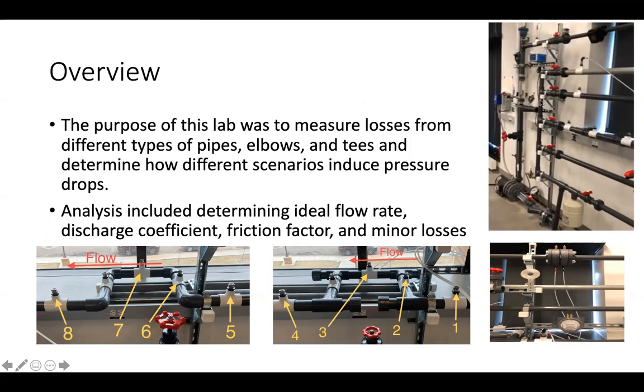So the setup of the flow rig included a pump located at the very bottom. This pump pumped water throughout the whole system, through the top pipe, which then distributed to 3 different pipes, which included a straight galvanized pipe, a straight PVC pipe, and a PVC pipe with elbows and tees. For the straight pipes, there were pressure drops at the beginning and end to measure the overall differential pressure.